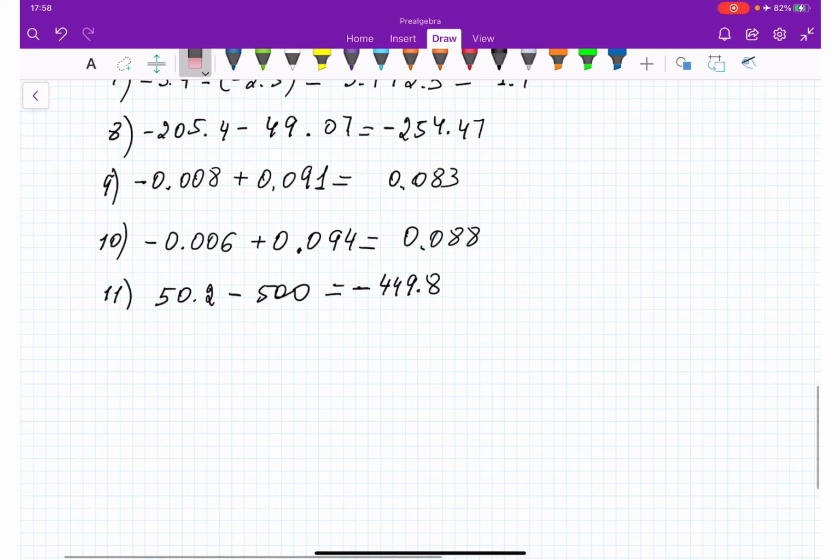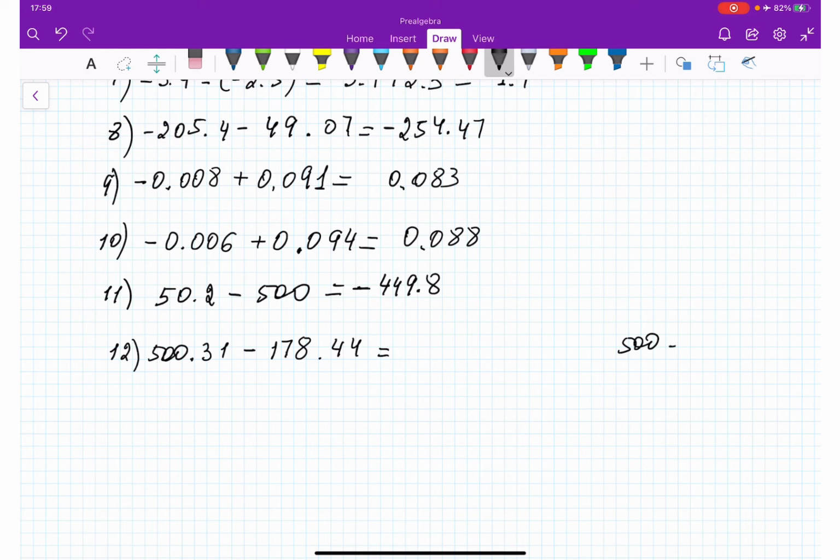Question number 11. We are going to have 500.31 minus 178.44. Okay, so positive, negative, we are going to subtract, and 500 is bigger than 178, so it's going to be positive. All right, 500.31. So let me write down these numbers in the proper order. Okay, decimal point I put here. Now there will be 8, 7, 1, and from here this 4 and 4.